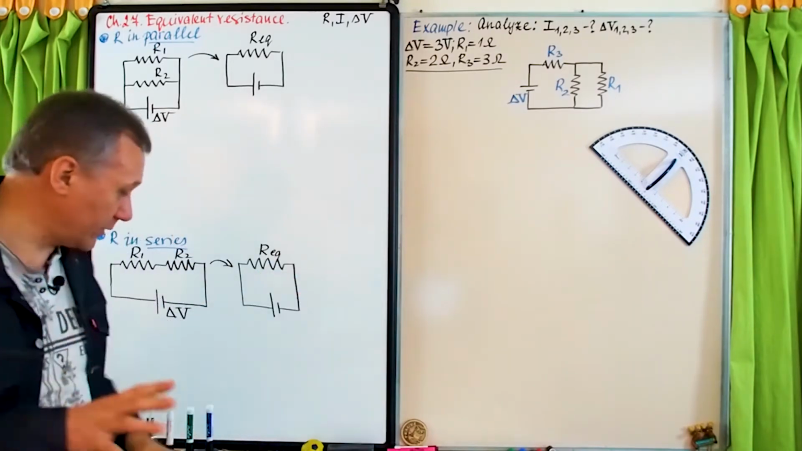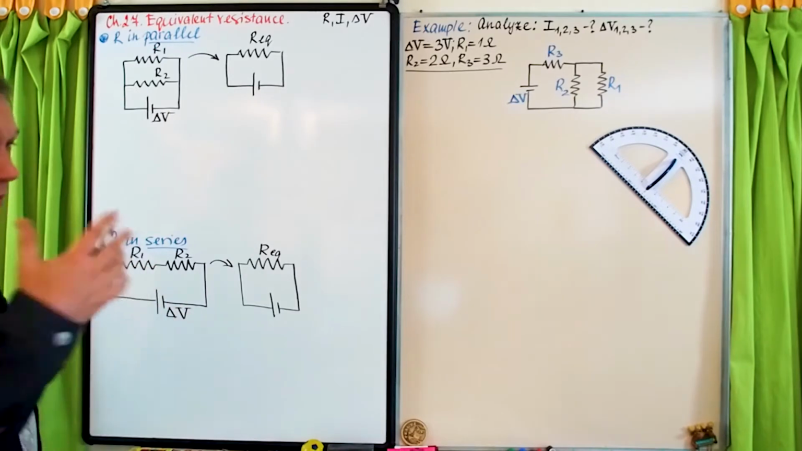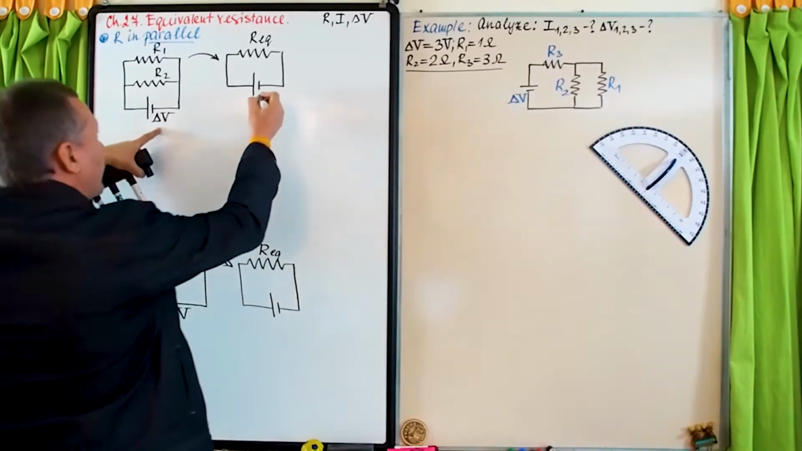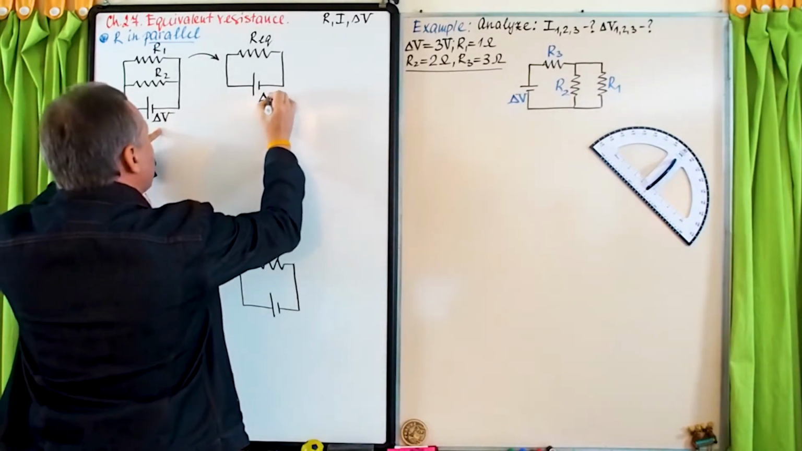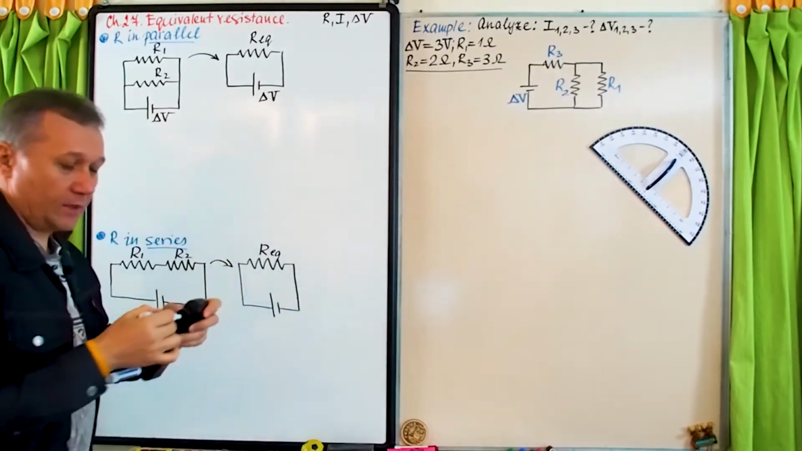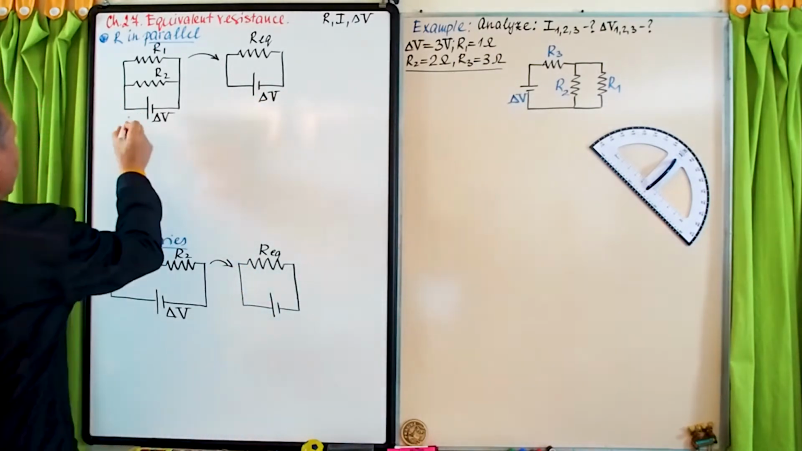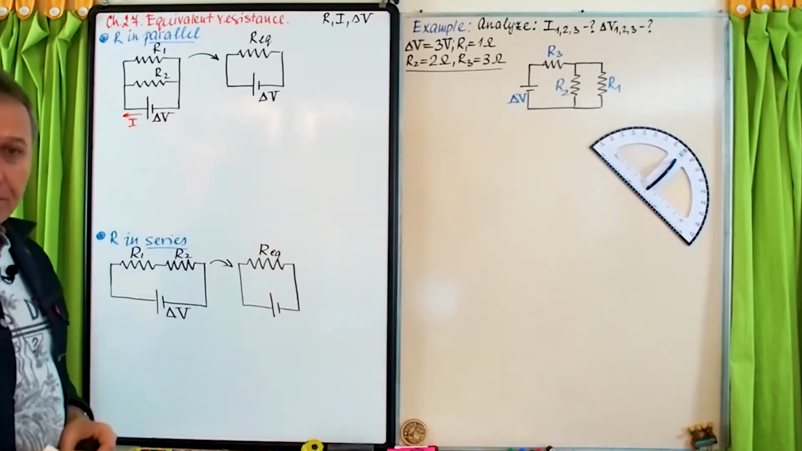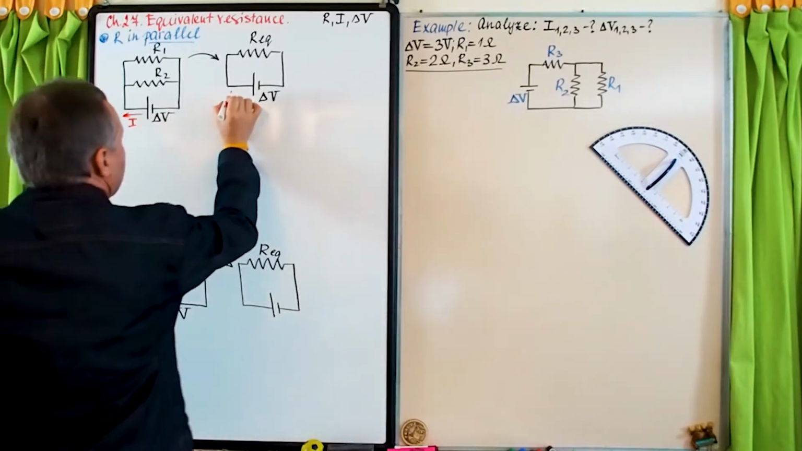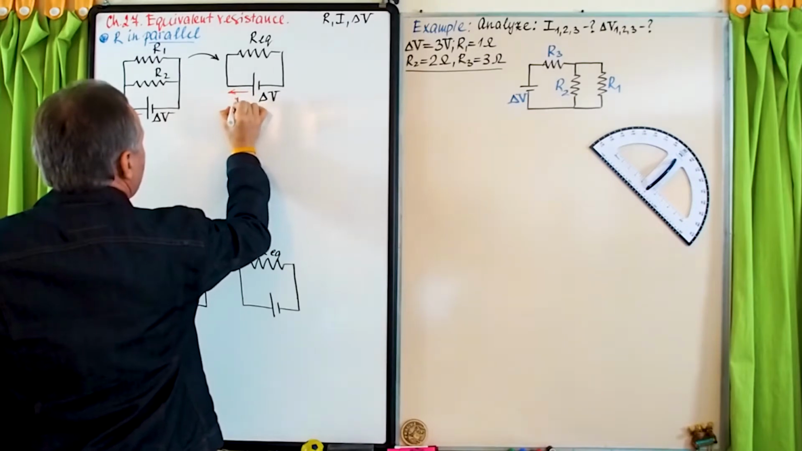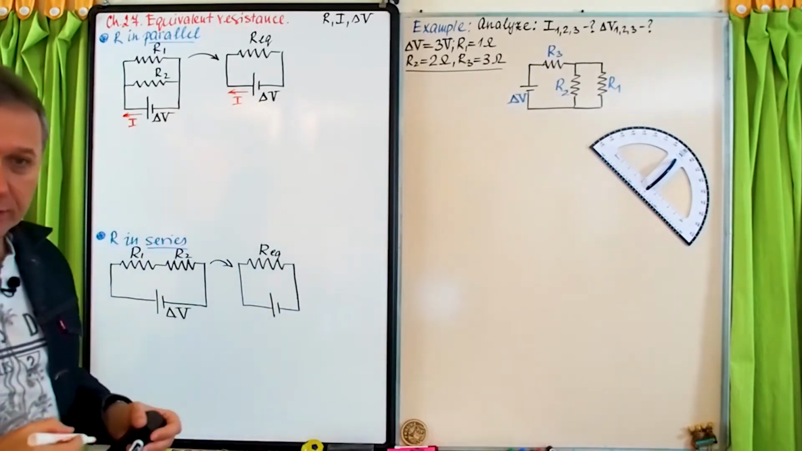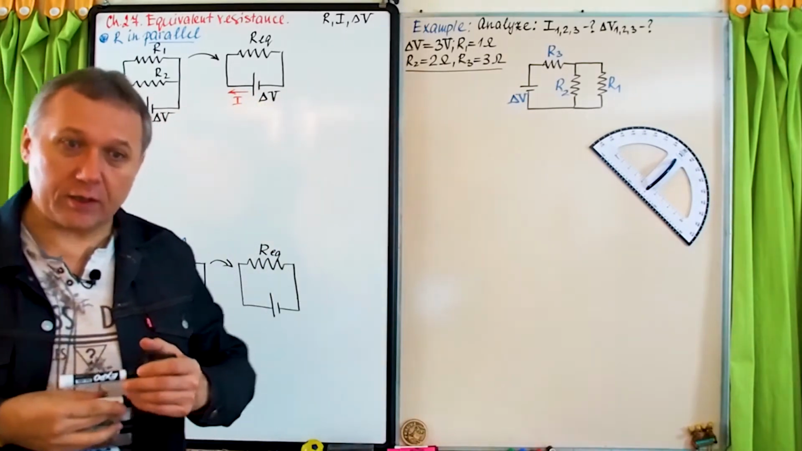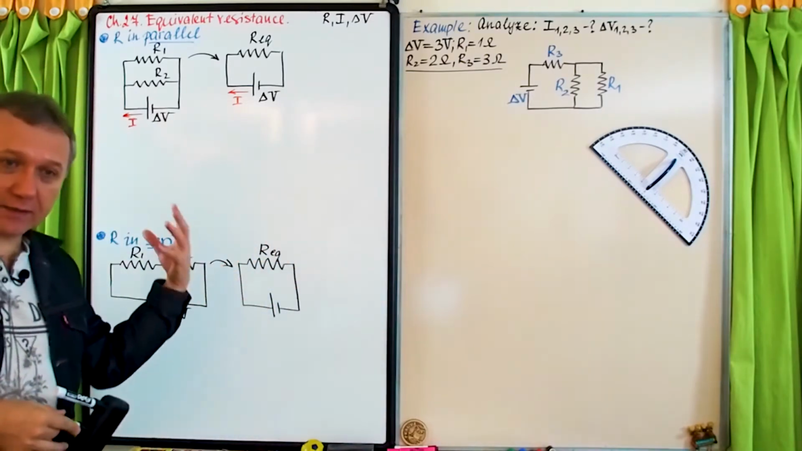It's a very important statement. So if the battery provided delta V over here, exactly delta V must be here in the equivalent circuit. If current I was taken from the battery in the real circuit, exactly the same current must be taken in our equivalent circuit. Okay, and now remembering this, let's start discussing this.